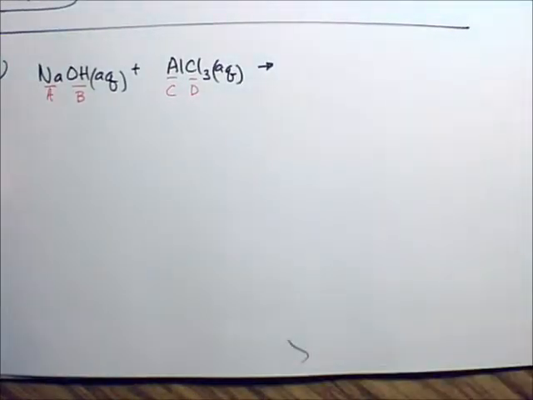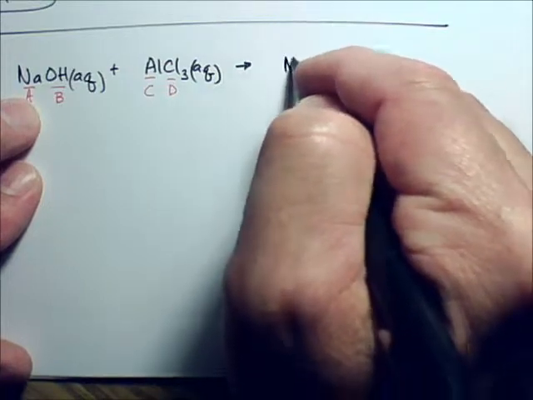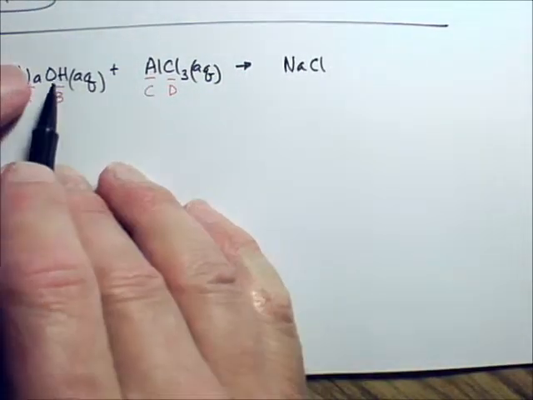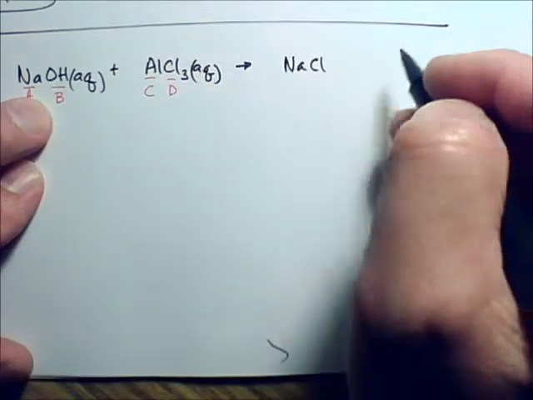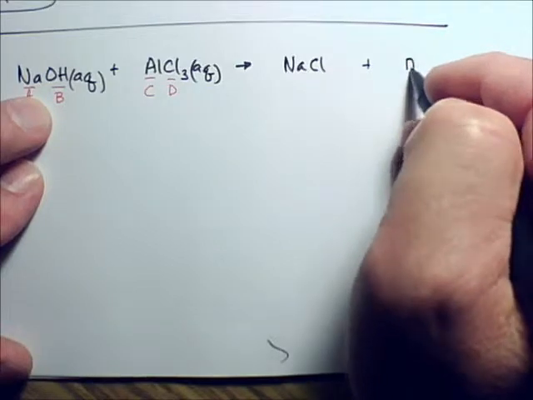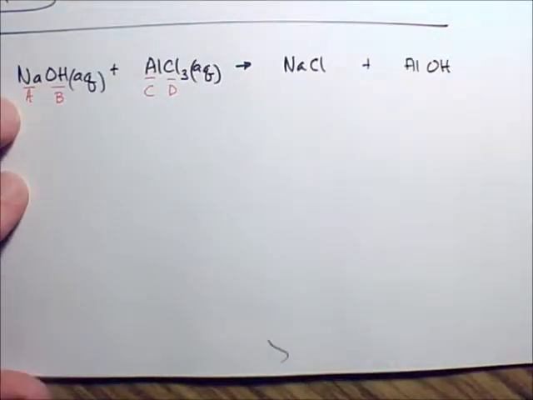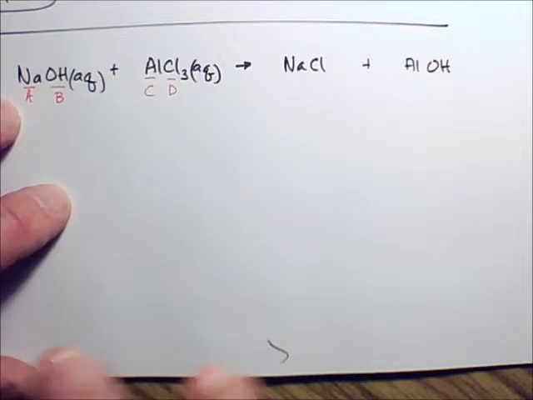Okay? So we're going to have to do this first. So we're going to put Na with Cl, and then we're going to put the front part of this with the back part of that. C goes with B. So Al and OH. Now I'm not going to balance the formulas yet. I want to find out if I have a driving force first, because if I don't have a driving force, I don't have to do anything else.